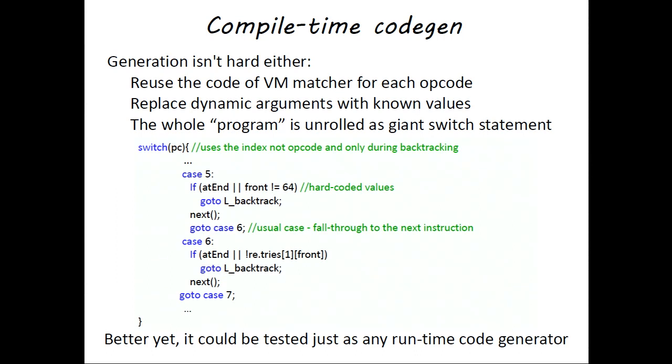What's important here is that we never do any dispatching. So unlike on the previous slides, there is no switch on a bytecode, on opcode. Instead, we just follow through the case statements, and the only way we actually get back to the switch is via backtracking. So every time a thread fails, we get to the beginning of the switch and switch to the right instruction.